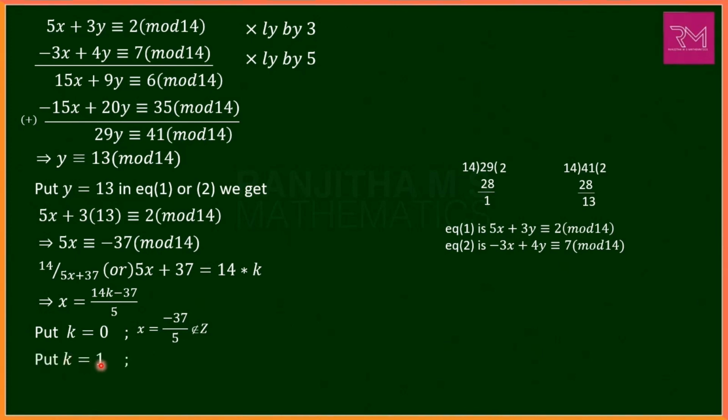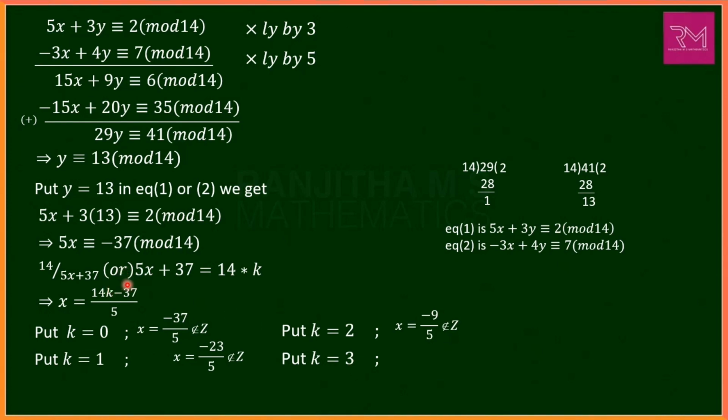So we have to put k is equal to 1. So we get 14 into 1 is 14 minus 37 is minus 23 divided by 5, which does not satisfy, that is x does not belong to the integers Z. Next, you have to substitute k value 2. If you substitute k as 2, 14 into 2 is 28, so x is equal to 28 minus 37 is minus 9 by 5, which does not belong to the integers Z. So we have to put k is equal to 3.